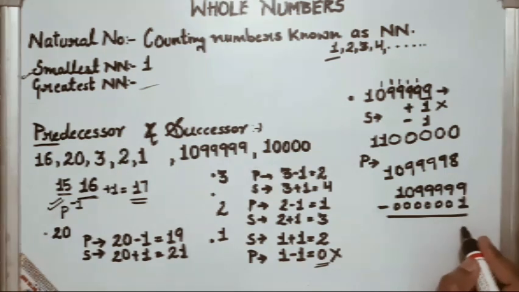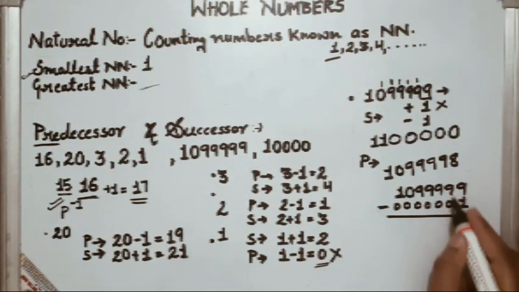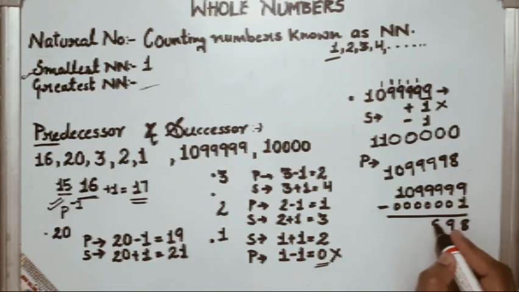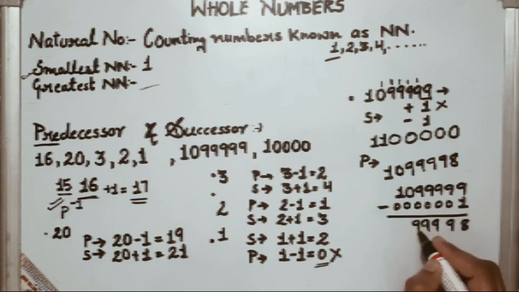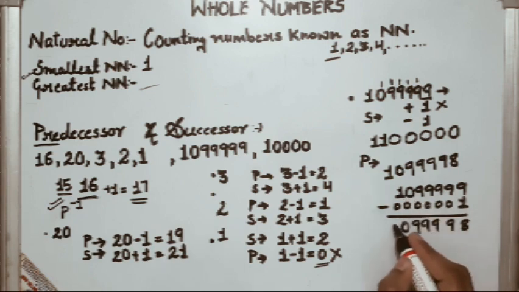Okay, now 9 minus 1 is 8, 9 minus 0 is 9, 9, 9 and 9. 0 minus 0 is again 0 and 1 minus 0 will be 1. So you see, this is the predecessor.